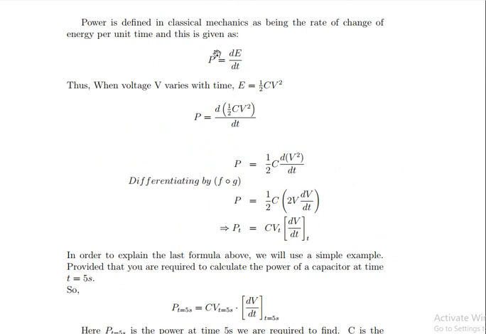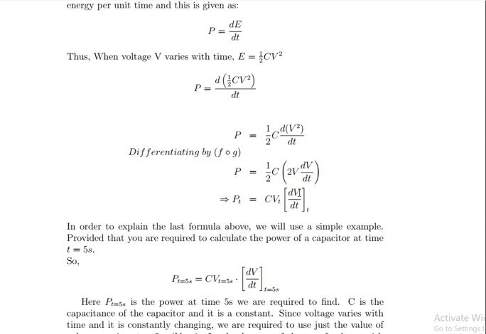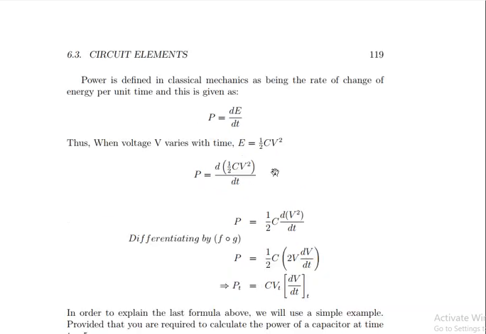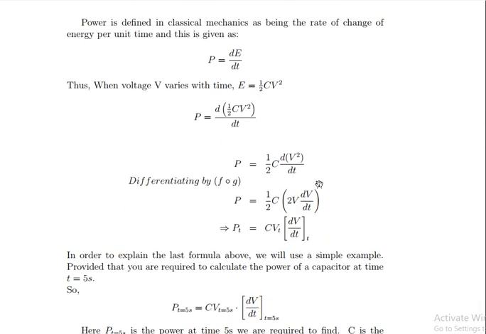Now the power is given as dE over dt. The energy is half CV squared. When we substitute, we see that it's going to be half C d(V squared) over dt. We need to know that in this case the voltage varies. So the power when the voltage varies is going to be d(V squared) over dt. We are going to differentiate a function of a function. We differentiate the interior, giving dV, and we differentiate the exterior, giving 2V, all over dt. So we are going to say that the power is going to be C V(t) dV over dt at a certain time.